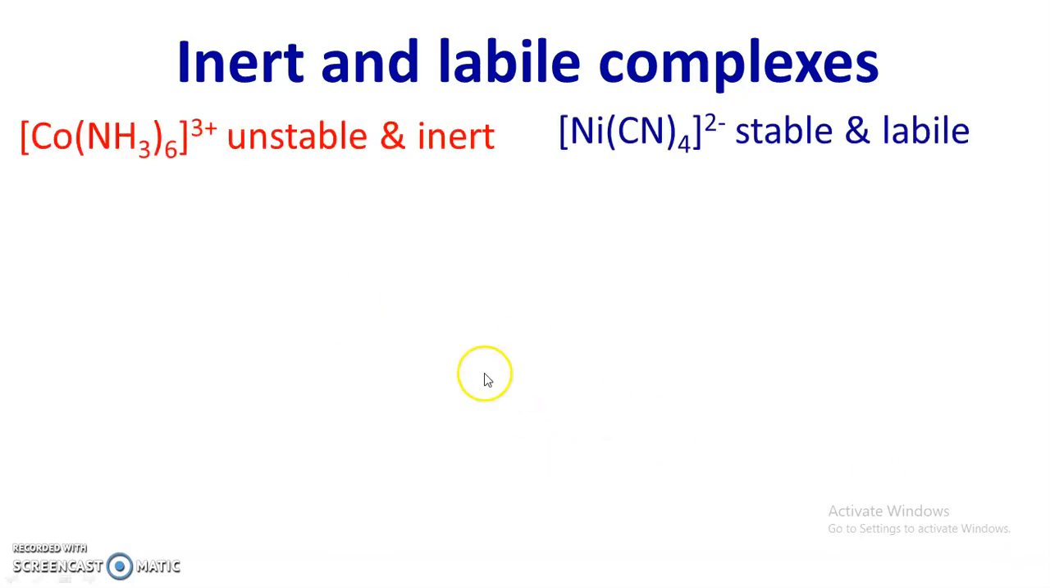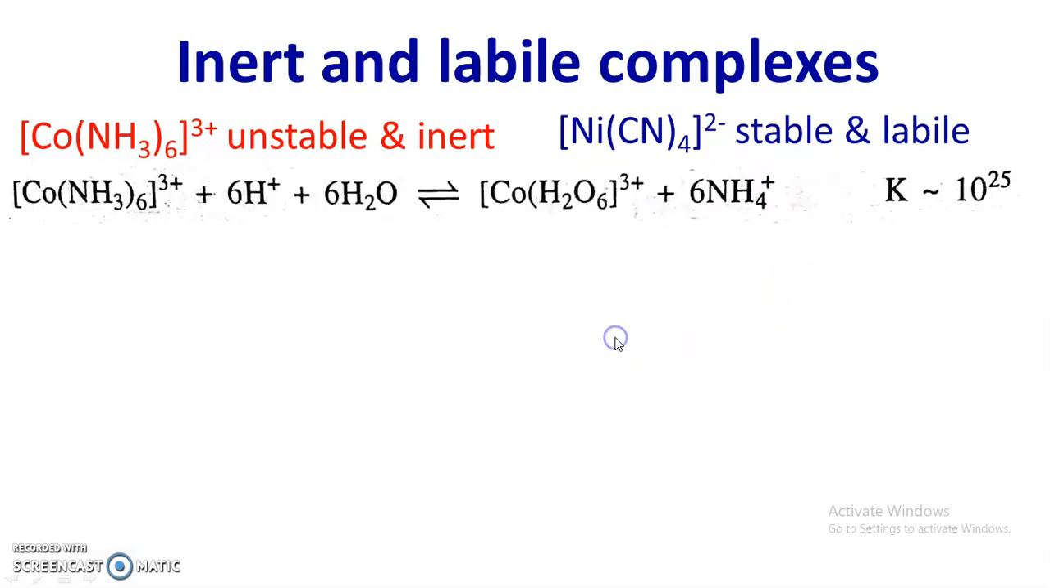As an example, hexaamminecobalt(III) is unstable and inert, whereas the tetracyanonickelate(II) ion is stable and labile, and this can be understood by this dissociation reaction. When hexaamminecobalt(III) is treated with dilute acid, there is a dissociation of the NH3 and cobalt bond, and the dissociation constant K is 10⁻²⁵.